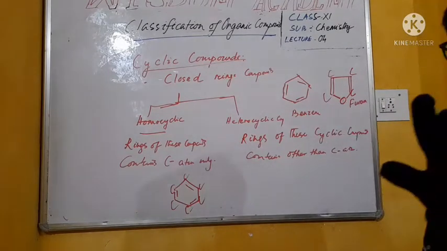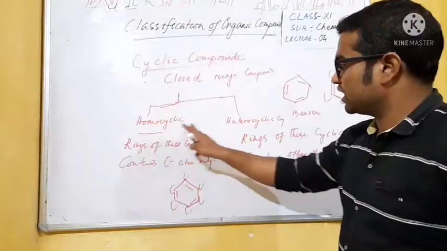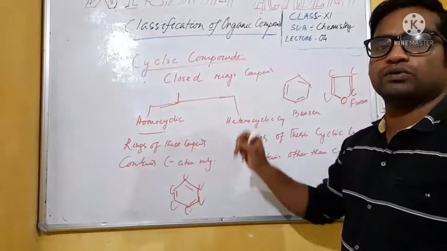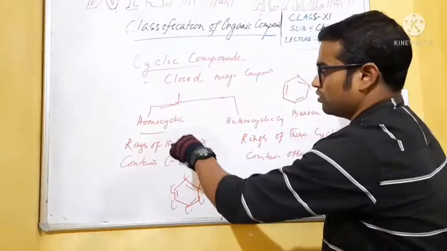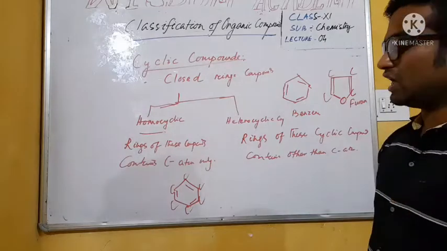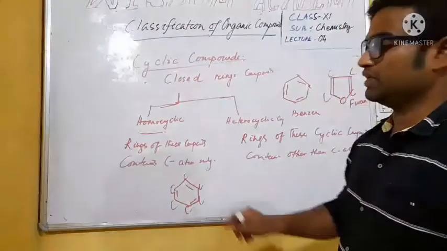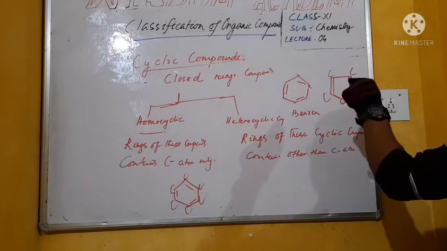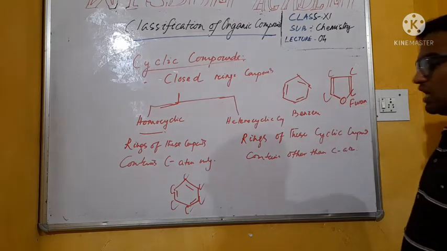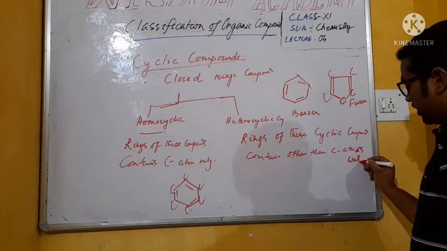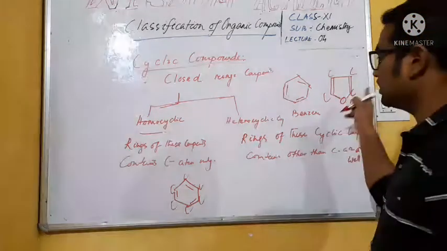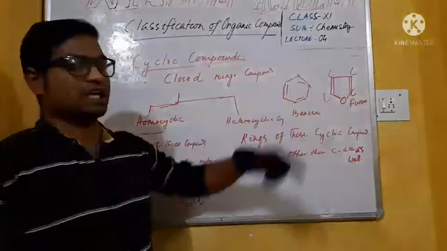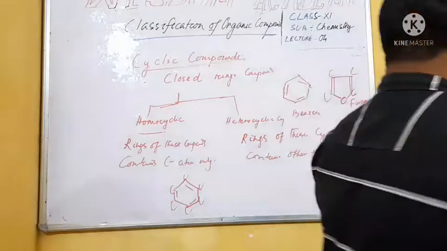Students, got my point? Cyclic compounds are classified into two. The first one is homocyclic, the second one is heterocyclic. Homocyclic: the rings of these compounds contain only the same type of atom, that means only carbon atoms. Rings of heterocyclic compounds contain atoms other than carbon as well. Carbon atoms are also present, but other atoms may be present in a cyclic compound. So this type of cyclic compound is known as heterocyclic. Students, next.